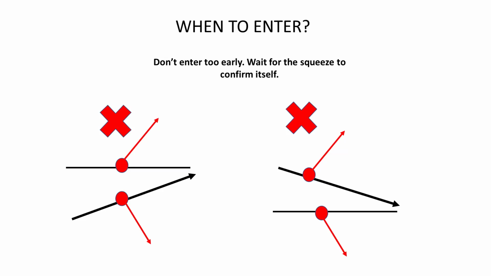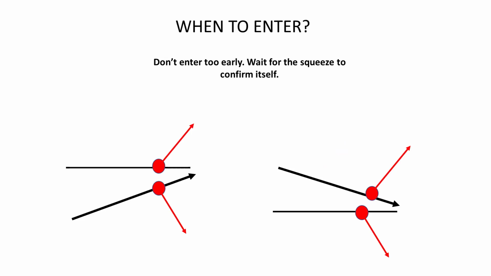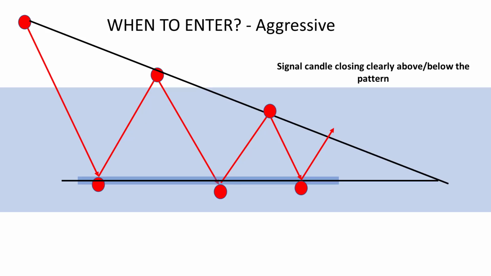Wait for the squeeze to confirm itself. The nearer to the end of the triangle, the more volume will be waiting to get back into the market and the more reliable the pattern will be. Our first entry is to look for a signal candle closing clearly above or below the pattern.